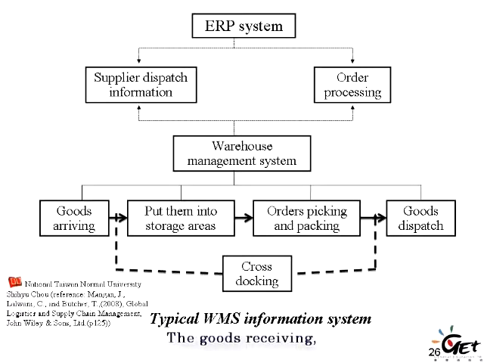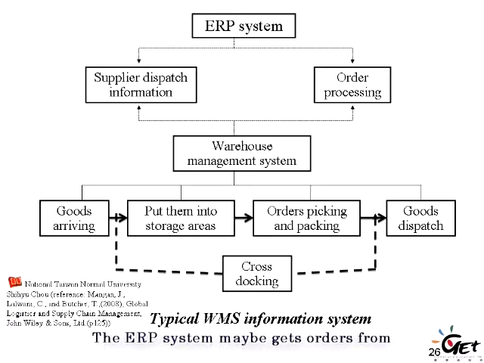The goods receiving, putting the goods into the storage areas, order picking and packing, and goods dispatching: the automated information system can generate exact instructions for the employees to perform their tasks. Of course, these warehouse information systems also interface with the company's MIS or company's ERP system.